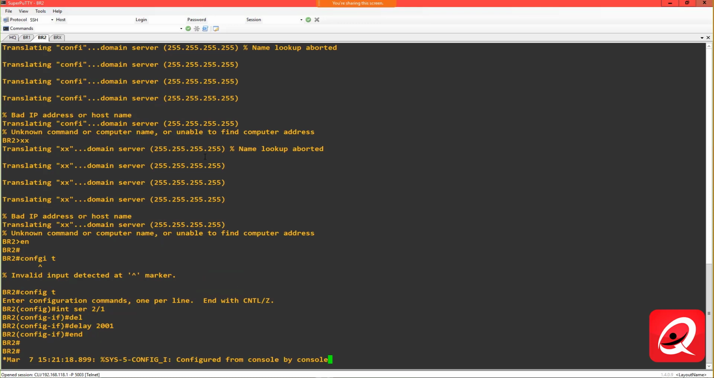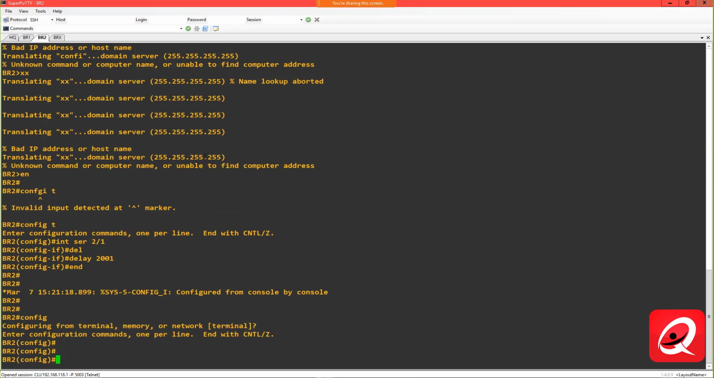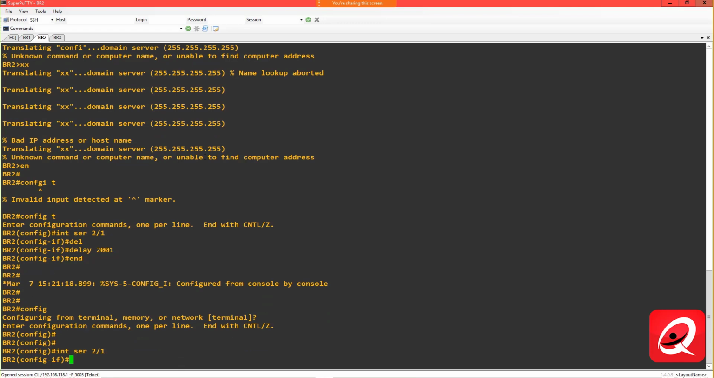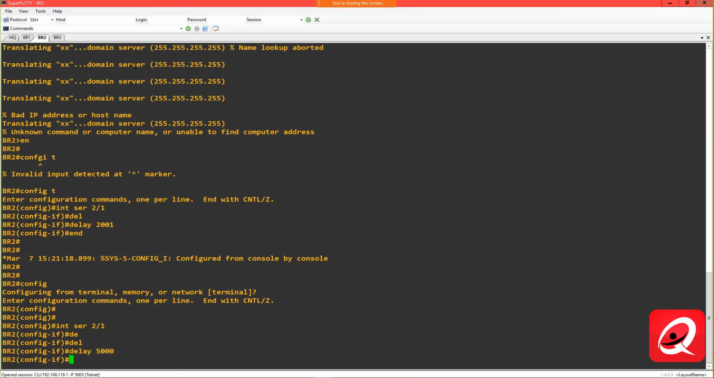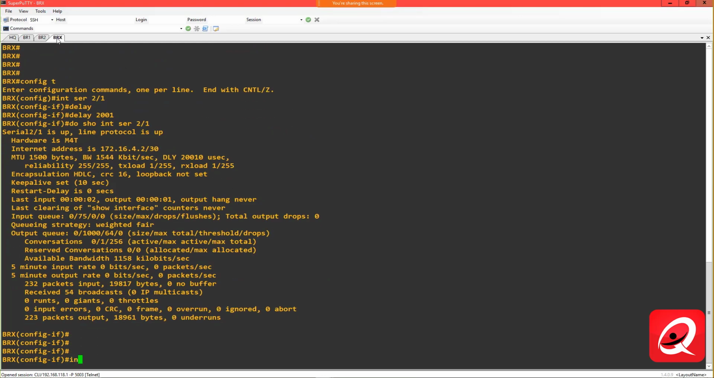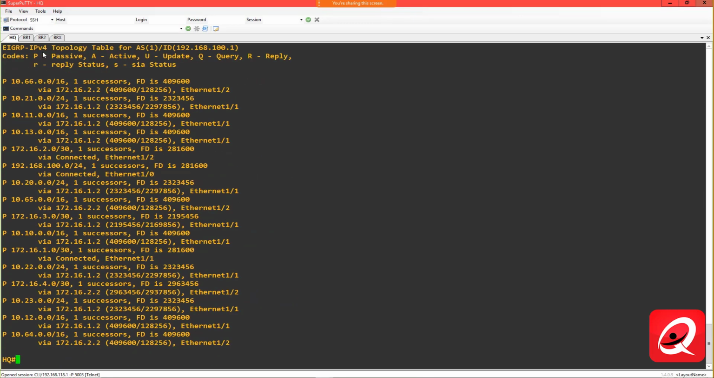Okay. Now let's actually make it so that we don't have a feasible successor. So I'm going to go into BR2 and let's go ahead and go into interface serial 2.1 and let's put in a delay of 50,000 microseconds on that side, and then go back and check our topology database. So now we've lost our feasible successor.